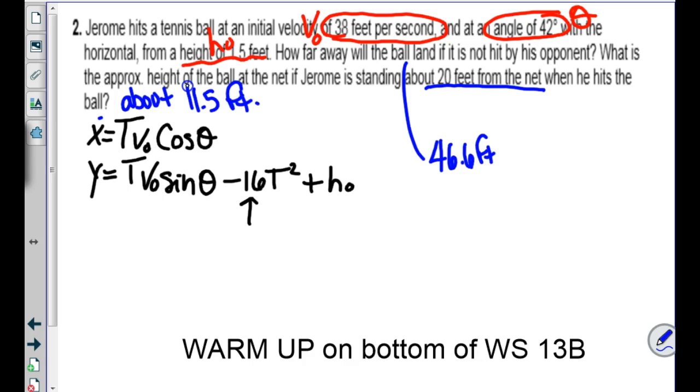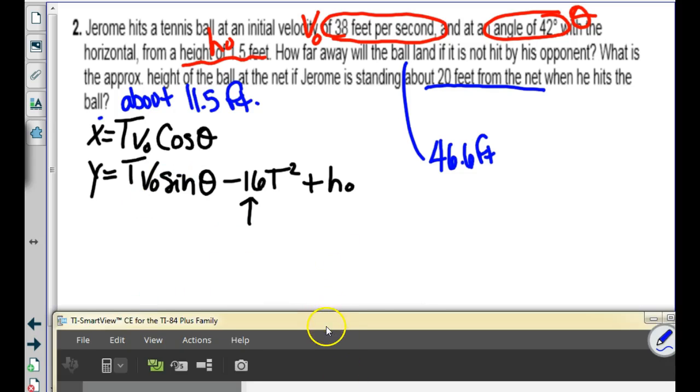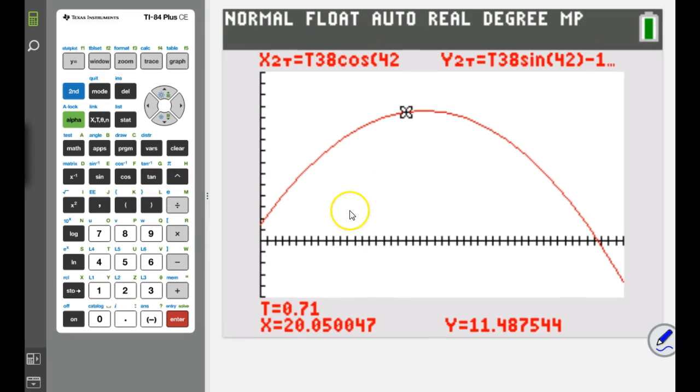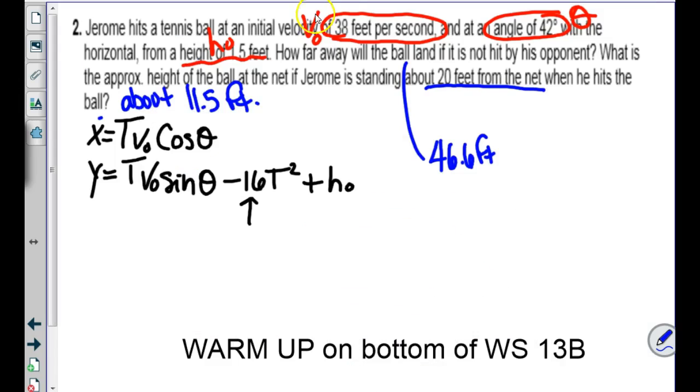What I like about these kinds of questions is you can determine, if it was doubles and there was a player standing 6 feet past the net, so at 26 feet, would it hit him or not? Well, it's 11 feet in the air, so I don't think it's going to hit the player. There are things you can determine as its real path here. Any questions? Feel like you're refreshed on projectile motion? Okay.